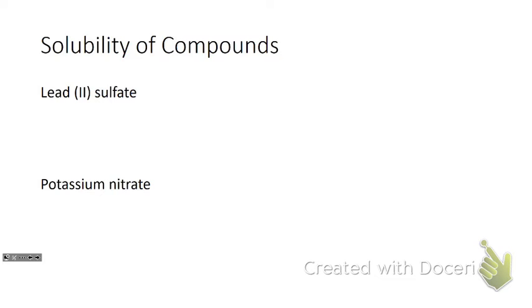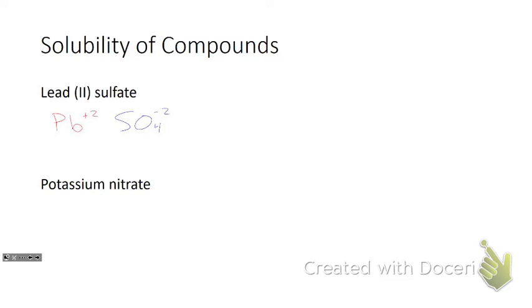Lead 2 sulfate. What do the Roman numerals indicate? Charge of the cation, perfect. So the Roman numerals indicate the charge on the cation. Good. So lead 2 means we have lead plus 2. And sulfate is a polyatomic ion, SO4 minus 2. Okay? So that is lead 2 sulfate.